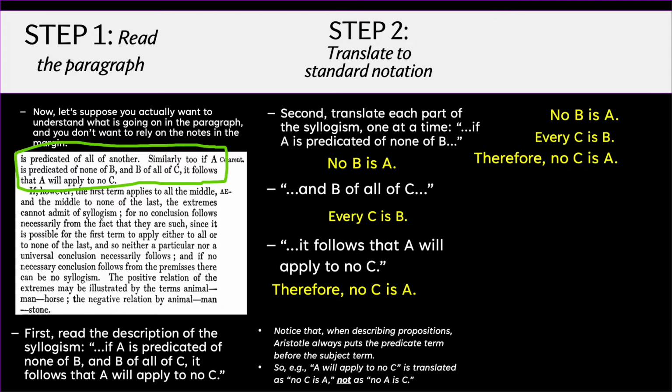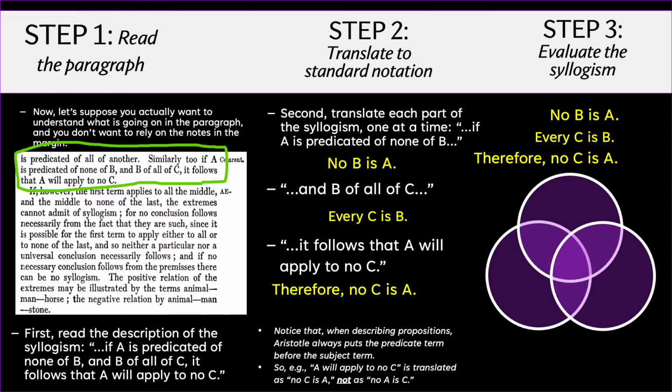So now we have our syllogism. No B is A, every C is B, therefore no C is A. Now let's evaluate this syllogism. And to evaluate this syllogism, we're going to be using what's called the Venn diagram method. So draw 3 circles all overlapping with one another. Now label each of the circles corresponding to one of the 3 terms in the syllogism. It doesn't matter the order in which you label the circles, as long as you do label them and know what each circle stands for.